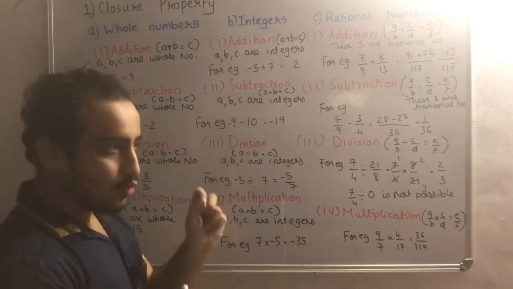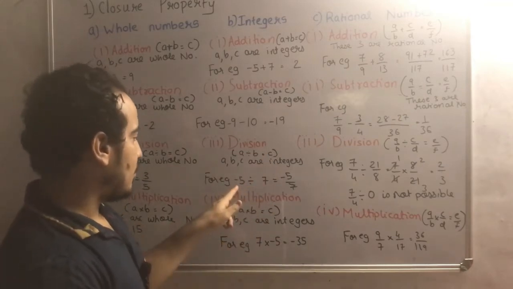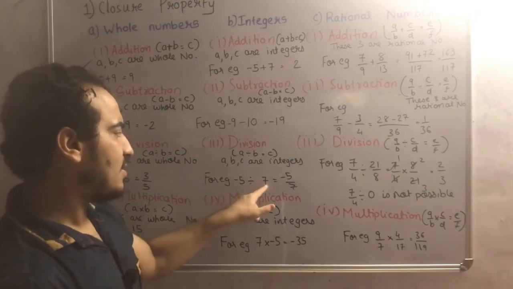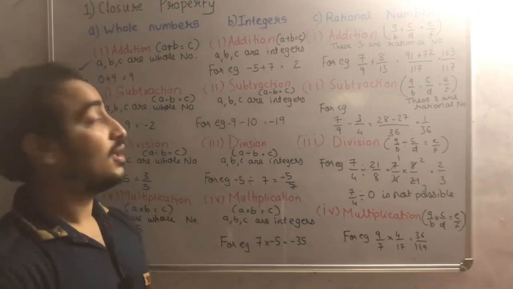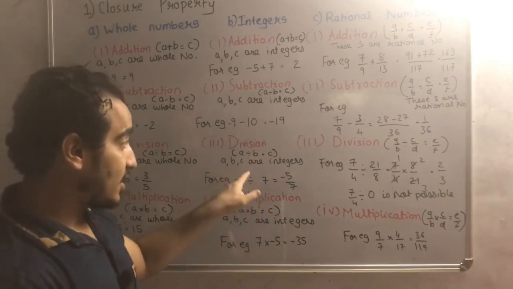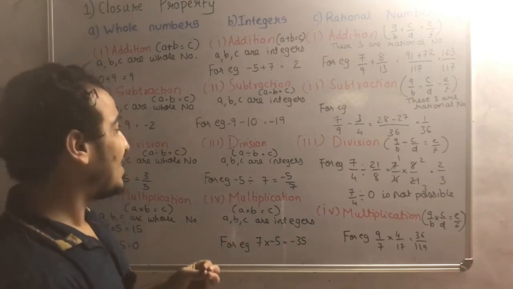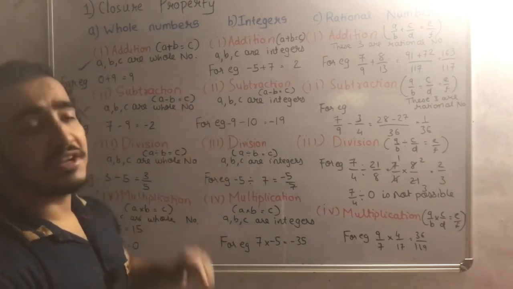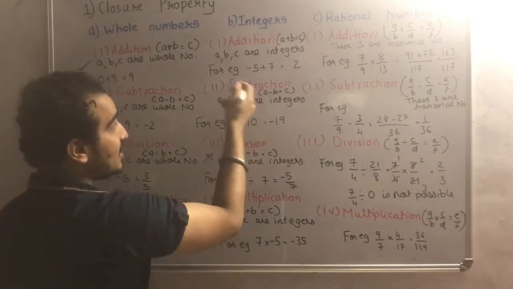When we divide one integer by another integer, we do not always get an integer. For example, minus 5 divided by 7. The answer is minus 5 by 7. Again, it is in p by q form. So division cannot fulfill the property of closure. We can say that division of integers cannot fulfill the closure property, while we have seen that subtraction and addition can fulfill it.